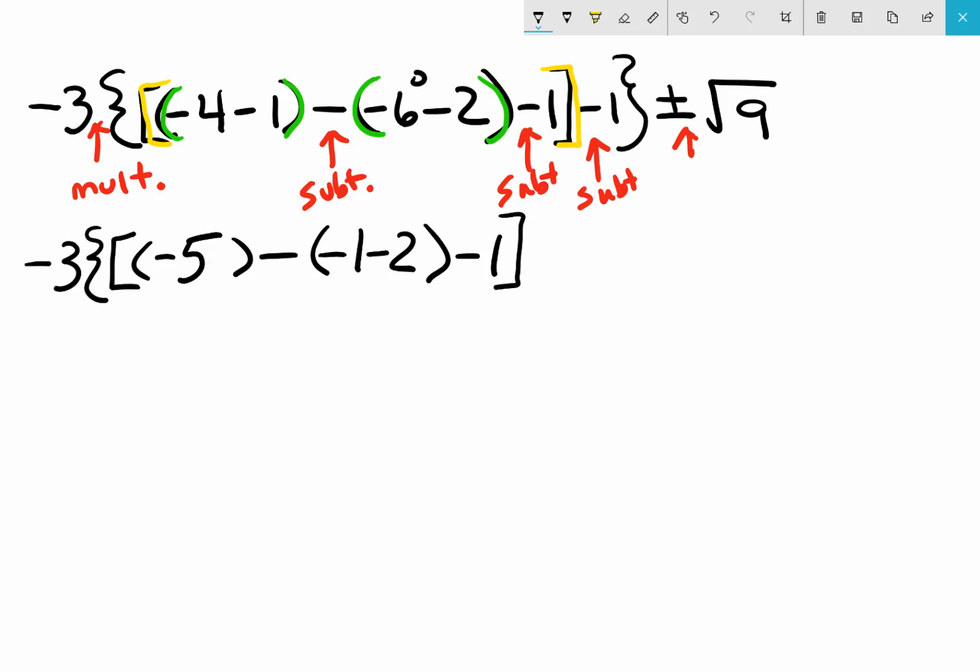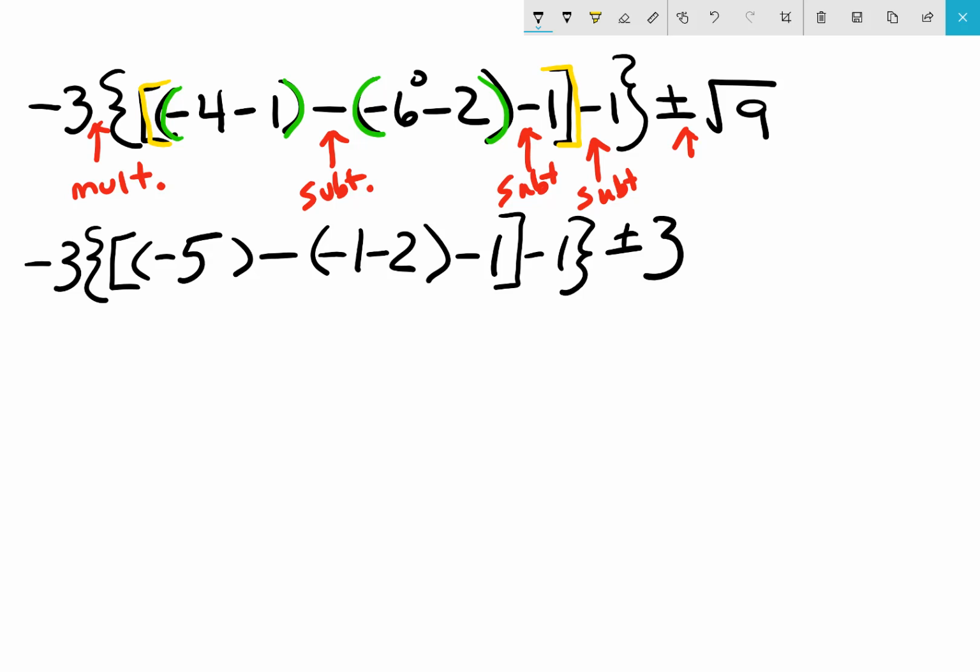Close the square bracket. You've got another -1. That's a subtraction, okay? That's not a multiplication. The only way you could show it to be a multiplication would be to put that -1 in parentheses. So that means subtraction. Close the curly bracket, and then you have plus or minus the square root of 9. We can go ahead and change that square root of 9 to what it is, which is 3. You're looking for the number that multiplies by itself to give you 9, and that is 3. So I'll go ahead and put that there.